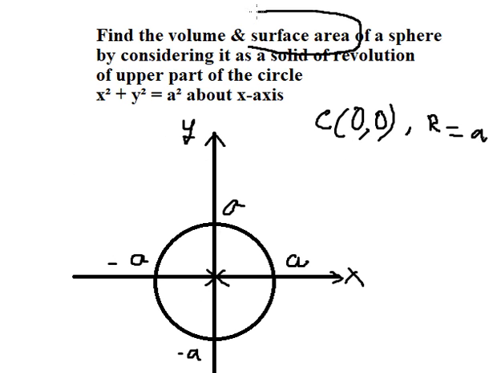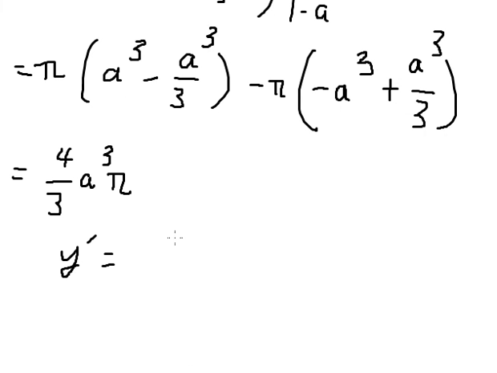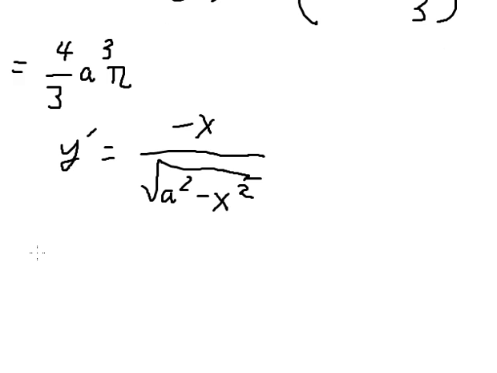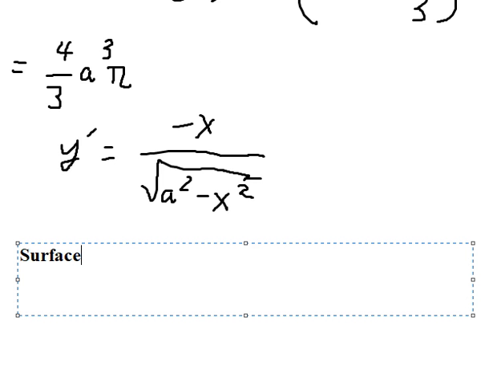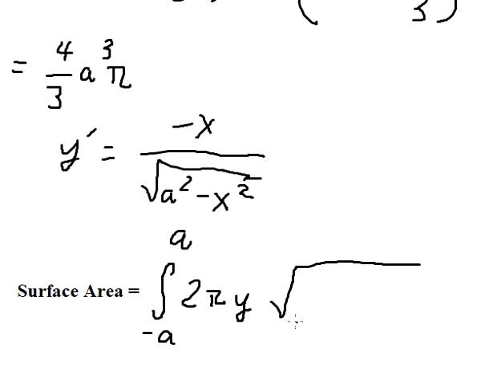Question number 2, we want to find the surface area. To find the surface area, we need to first find the derivative of y. That's in here. And for this one we have negative x over the square root of a squared minus x squared. After we find the first derivative, now we apply the formula. That should be the integration from negative 8 to positive 8 of 2 pi y times the square root of 1 plus the first derivative of y to the power of 2 dx.